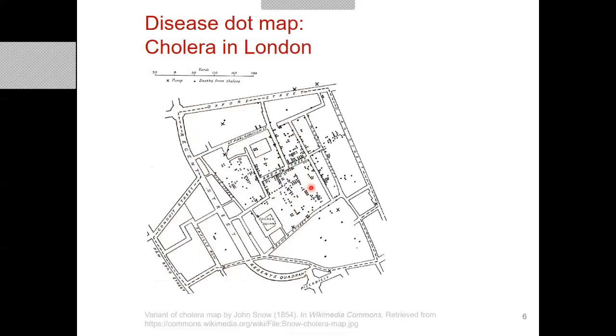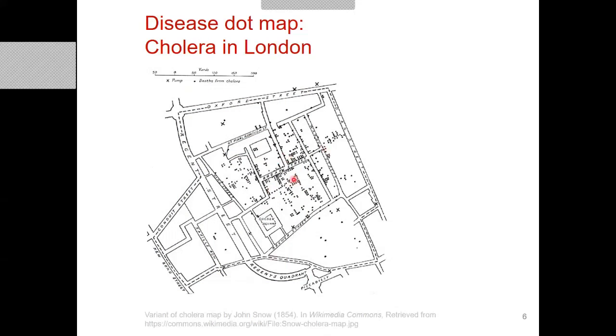Okay, the next classic is a disease dot map. It's plotted by John Snow, who was investigating an outbreak of cholera in London. On this map, every dot represents a death from cholera in central London in September 1854, and every cross is a water pump. Now, if you look at these deaths, these dots, you can see how they concentrate around Broad Street.